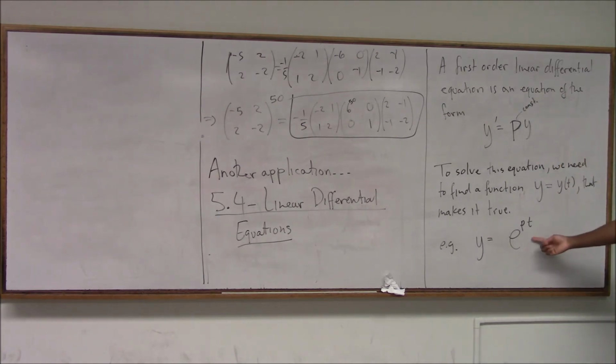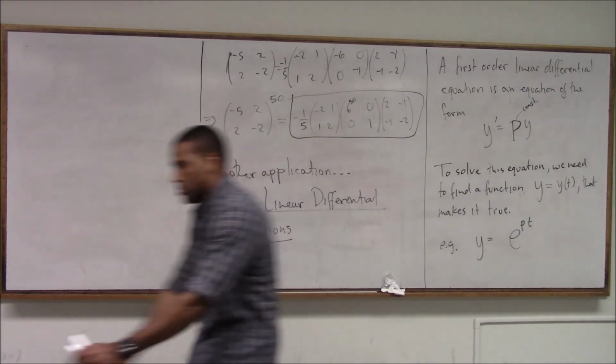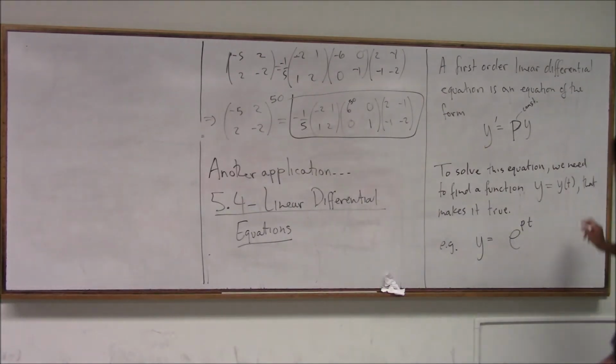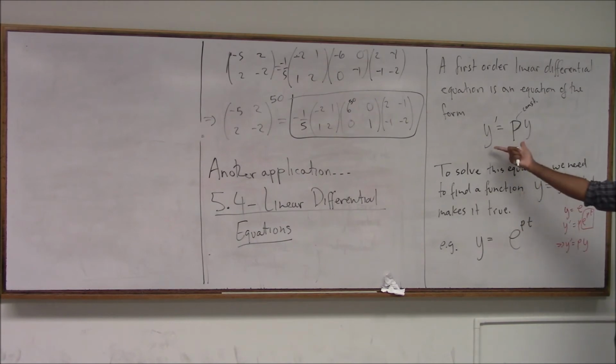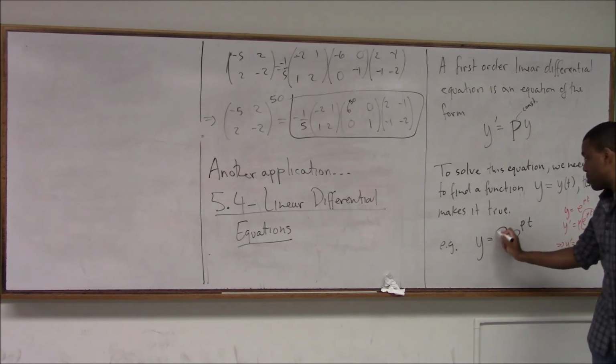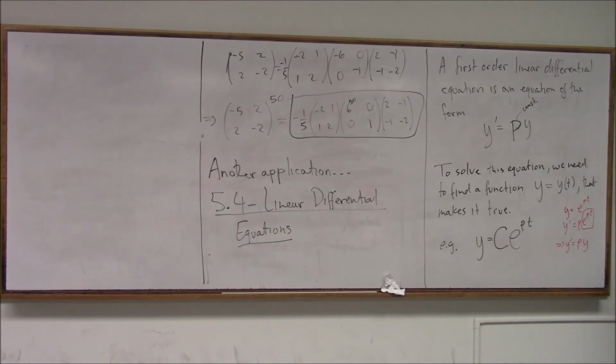Notice that if I take the derivative of this, the derivative of e to the pt is p e to the pt, right? If y is equal to e to the pt, then y prime is going to be p e to the pt. But notice that this part here was just the original function. So this means that my y prime is equal to p times y, right? So this function actually makes sense when I plug it into that equation. In fact, any constant multiple of this function will make sense. So I can put c e to the pt. This is an example of a solution to the equation.